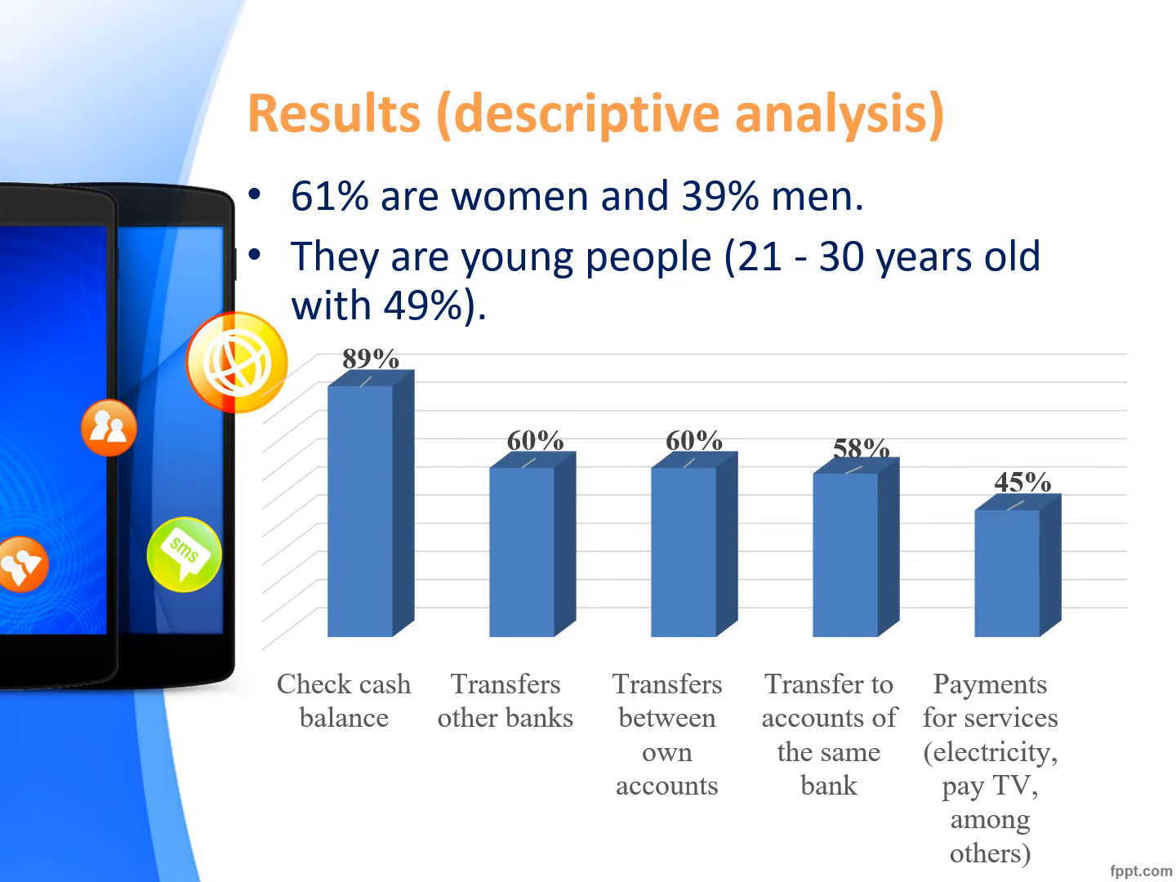And for the results, we have 2 options, descriptive and inferential. In the description, we can find that 61% are women and 39% are men. They are young people, 21 to 30 years old, with 49%. And the main activity of users is checking the cash balance, 89%, which means an underutilization of the resources provided by the banking industry.